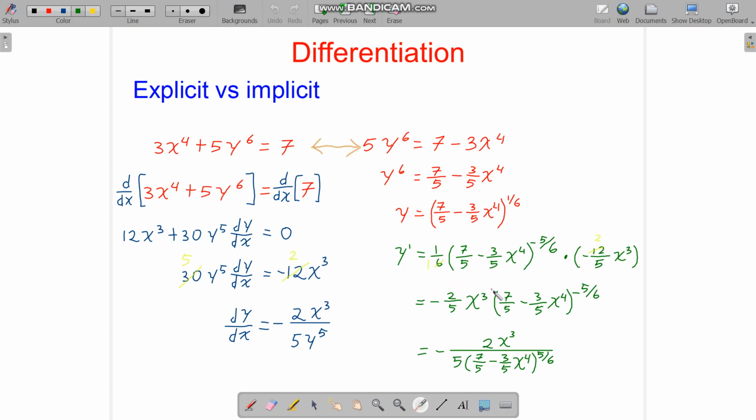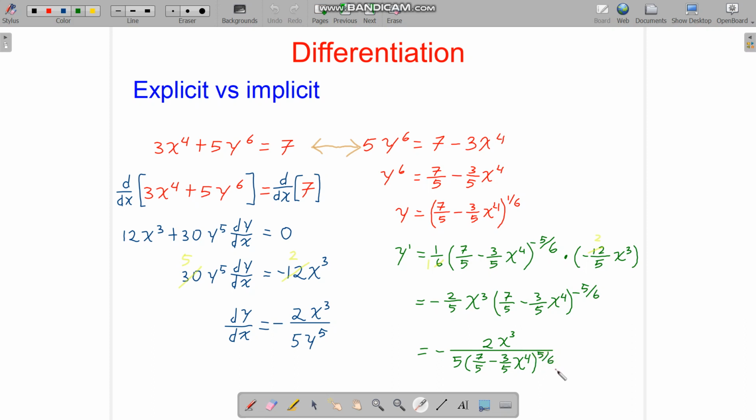Now if you want to simplify, we have 1 over 6 and minus 12 over 5, so divide by 6, we get minus 2 over 5 x to the power of 3 times (7 over 5 minus 3 over 5 x to the power of 4) all to the power of minus 5 over 6. Or we can also write it in this form: minus 2x cubed over 5 times, you see this is minus 5 over 6. If we move it under the division line, we get (7 over 5 minus 3 over 5 x to the power of 4) to the power of positive 5 over 6.